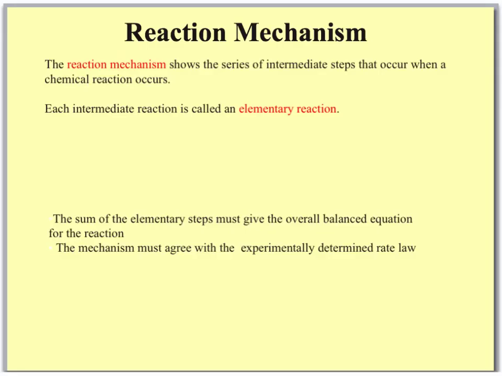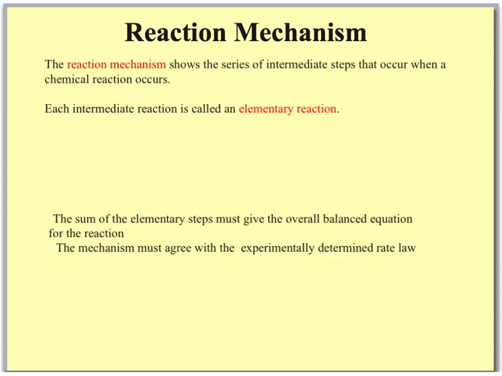So the first thing that we need to know is, what is a reaction mechanism? Reaction mechanisms show a series of intermediate steps that occur when a chemical reaction occurs. What I'm trying to explain is that sometimes chemical reactions don't happen in just one step. They happen in a series of maybe 2 or 3 steps before the reactants go to the actual products shown in the chemical reaction. A lot of times the intermediate steps aren't shown. These intermediate steps are called elementary reactions.